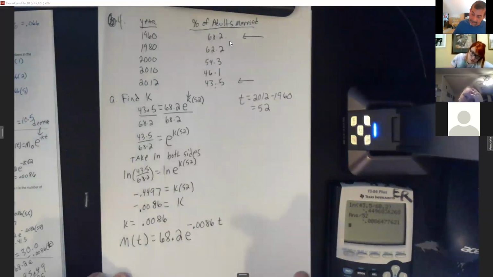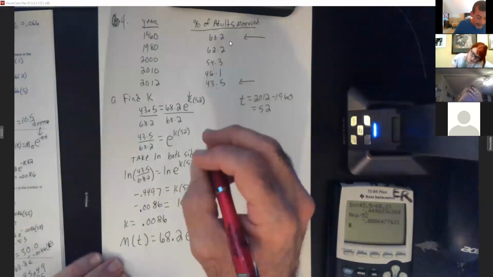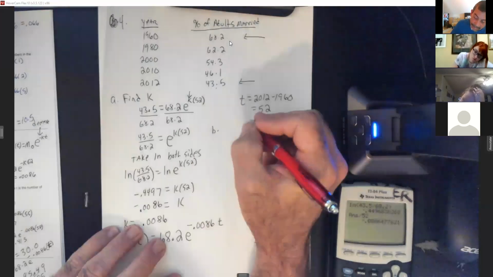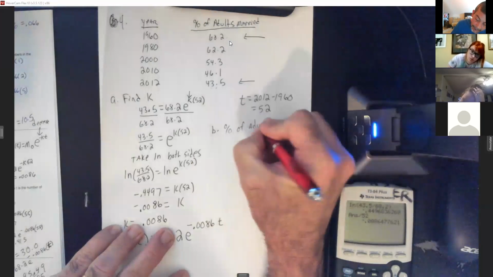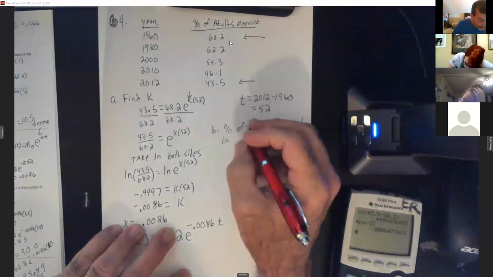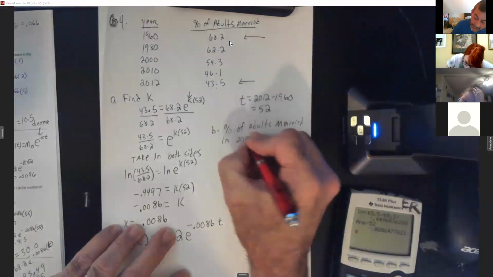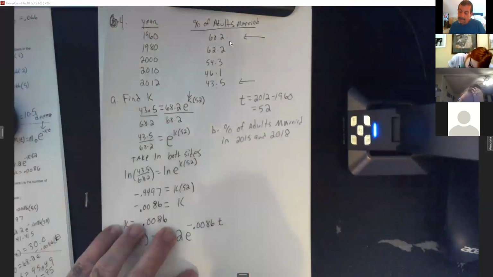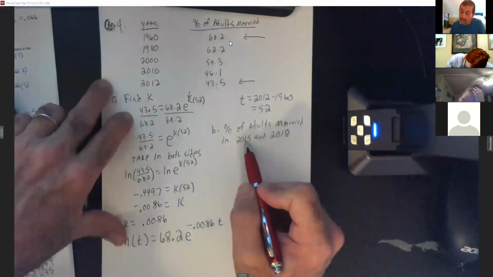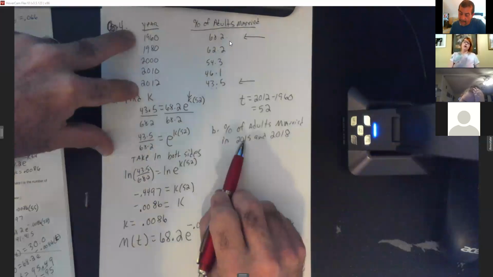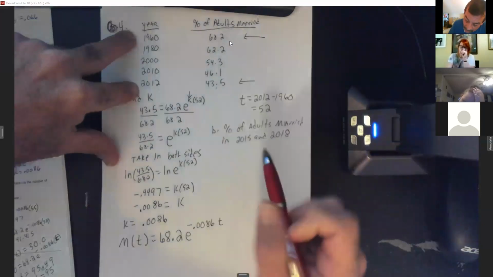Alrighty, so now let's see what they want. For part B, they want to know the percent of adults married in 2015 and 2018. So basically, I've got to use my formula for 2015, then come back and use it for 2018. For 2015, let me see how many years that'll be. That'll be 55 years. So we'll do 2015 first.